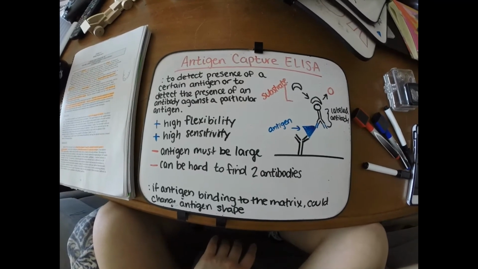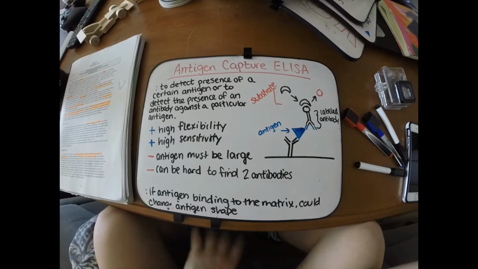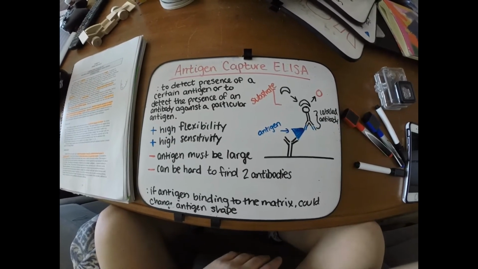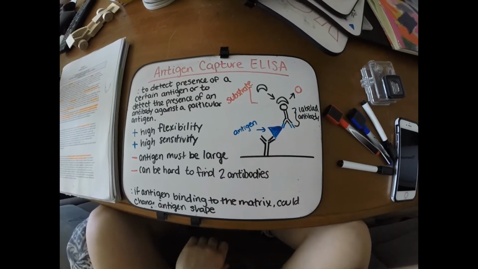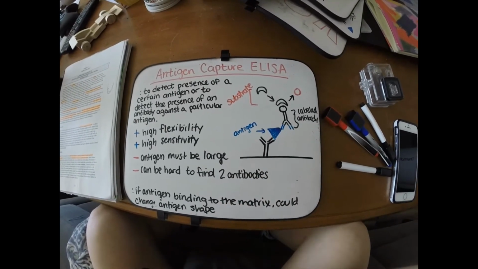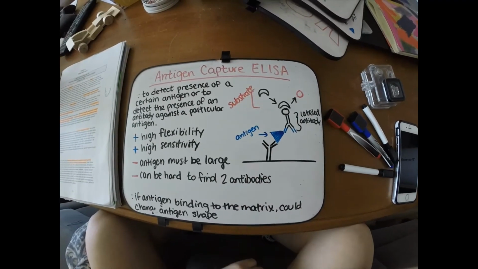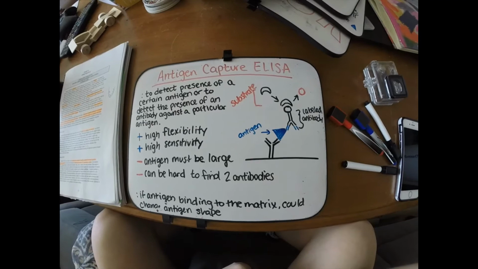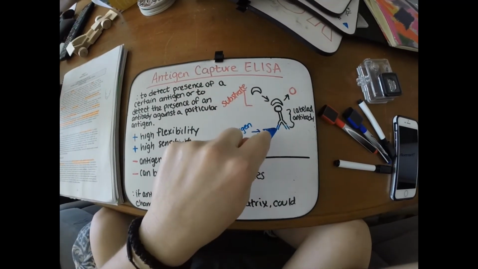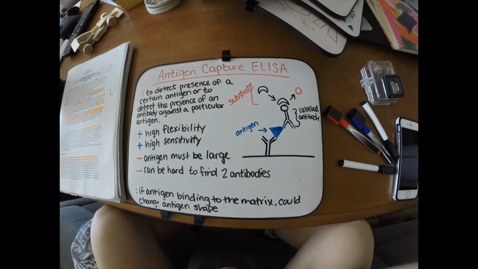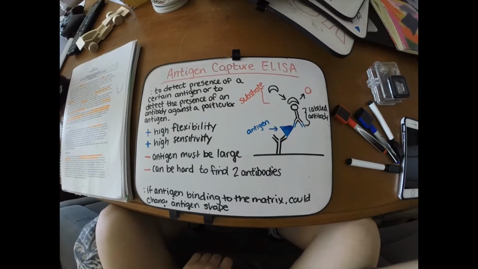There's more flexibility for this particular assay. It's more sensitive, but what you need to have is a large enough antigen so that both of these antibodies can bind. If it's too small, there might not be enough space for it to bind on that particular antigen. And sometimes it can be difficult to find a second antibody that also binds to your antigen. So that can be some hindrance to this particular procedure.